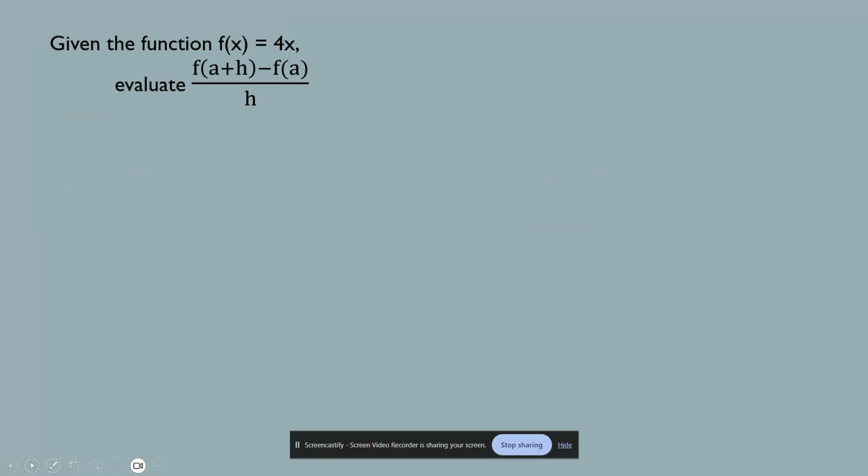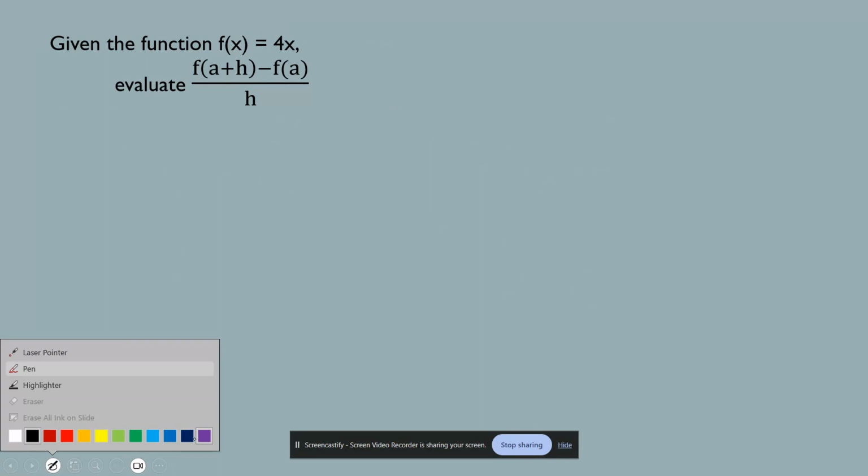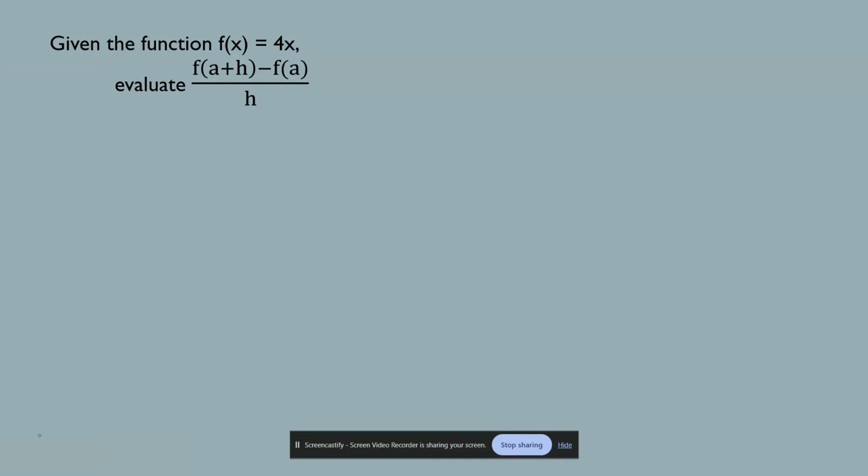So this one here, they're asking, what if I have f of x equals 4x, then I want you to evaluate f of a plus h minus f of a over h. So let's look into this one real quickly. So for here, let's focus on what f of a plus h is going to be. That's going to be 4 times, instead of the x, I'm going to put a plus h.